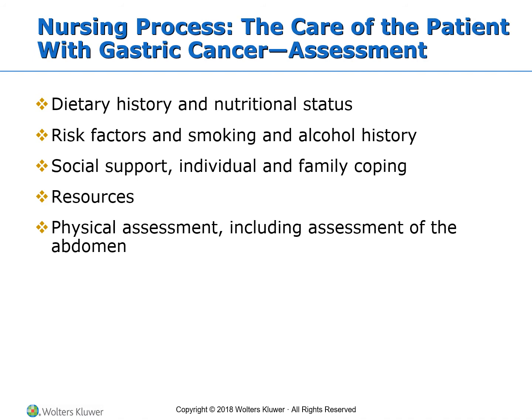As far as caring for patients with gastric cancer, what kind of support and family support, friends, social support, that's really important. What kind of resources do they have? You'll do your head-to-toe physical assessment, and then you'll do a really good abdominal assessment because it can metastasize. You need to take that into consideration when you're doing your assessment.